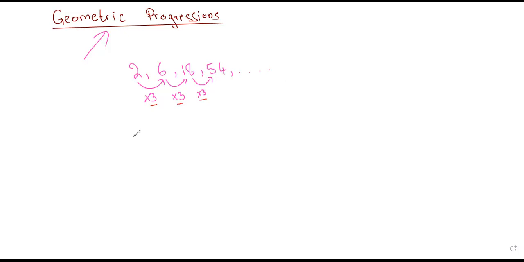Now, ratio could be positive, it could be negative, it could be greater than 1, it could be less than 1. For example, let's say I have 27, 9, 3, 1, 1 by 3, 1 by 9, and so on. What is this? This again is not an arithmetic progression. My terms are changing by multiplying something, and that something this time around is less than 1. It is a fraction. It is 1 by 3, right?